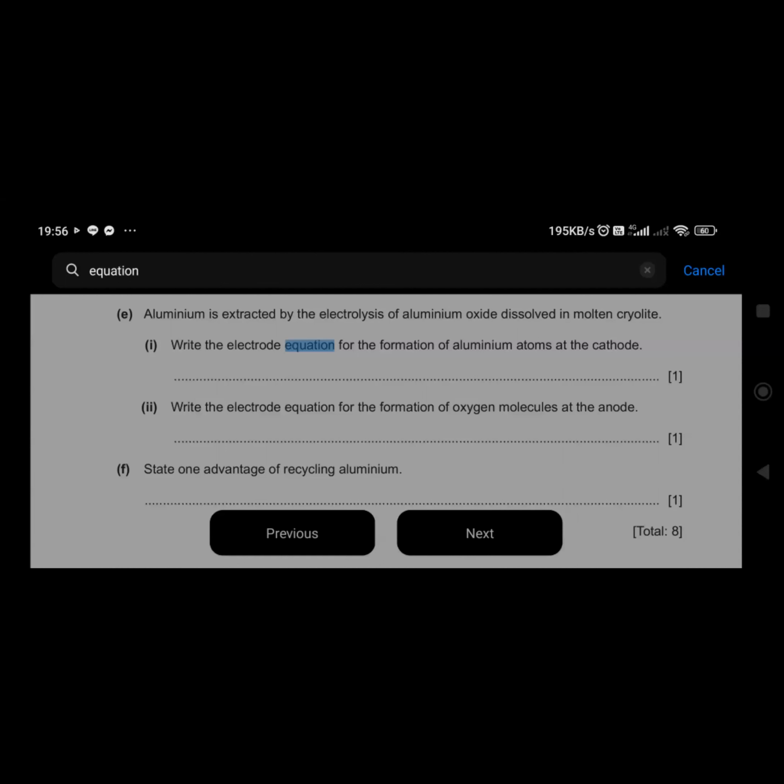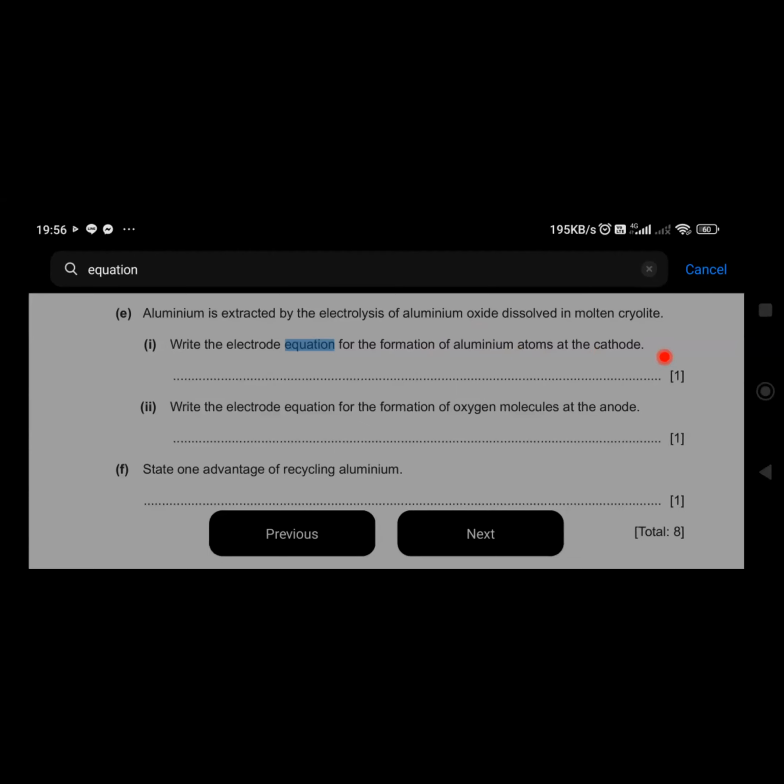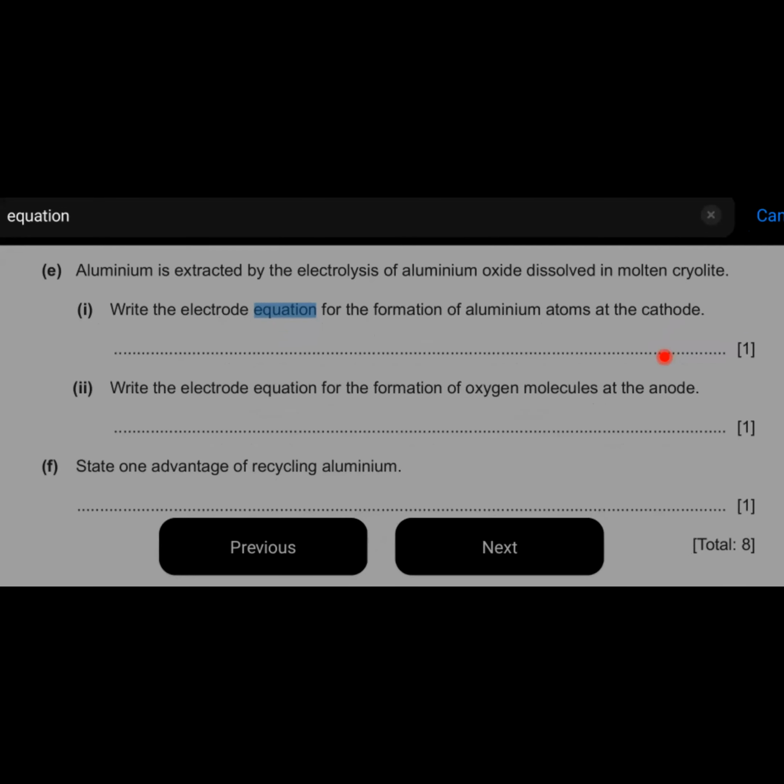Aluminium is extracted by electrolysis of aluminium oxide dissolved in molten cryolite. Write the electrode equation for the formation of aluminium atoms at the cathode. Oh, this is a half equation. So how do you write half equations, children? This is the electrode equation of aluminium atoms at the cathode.